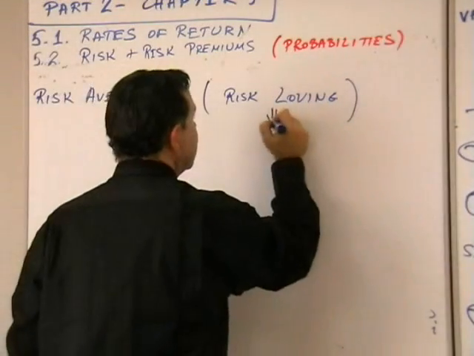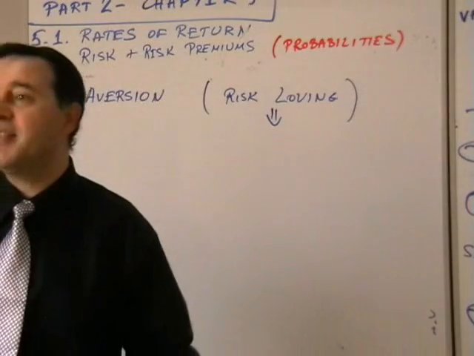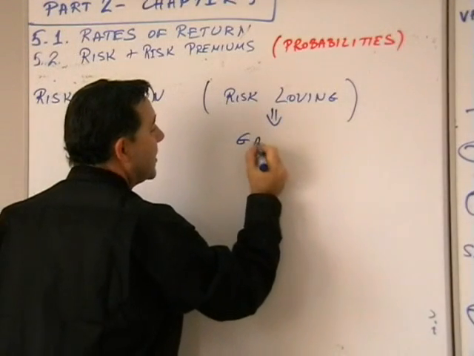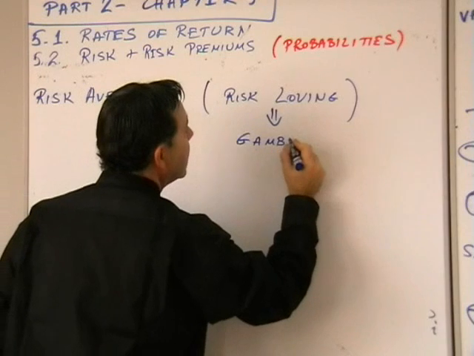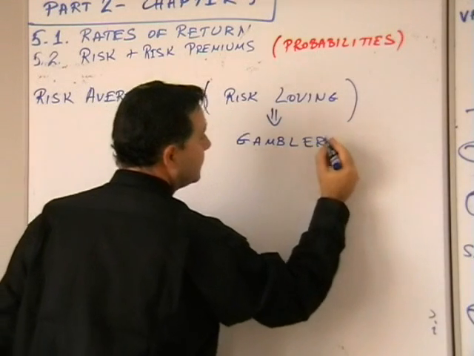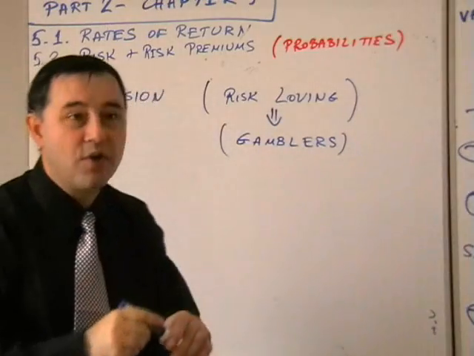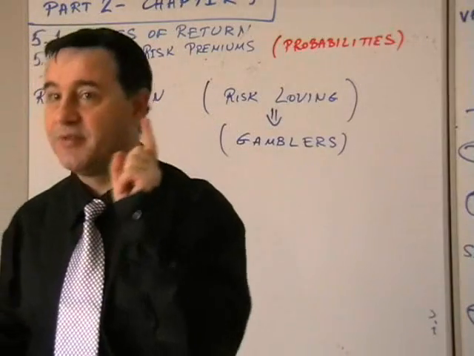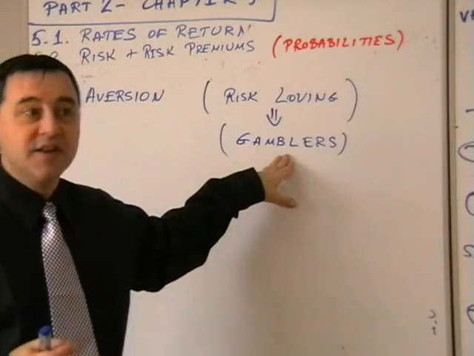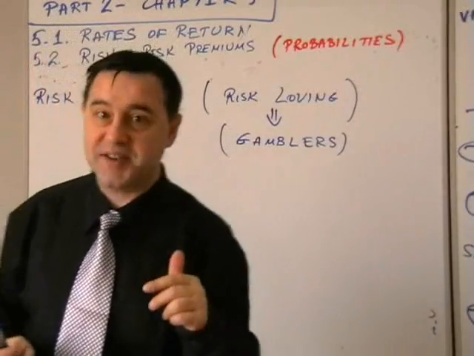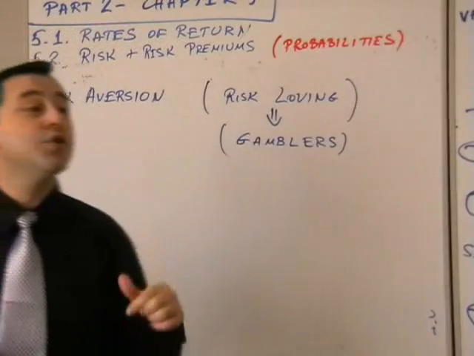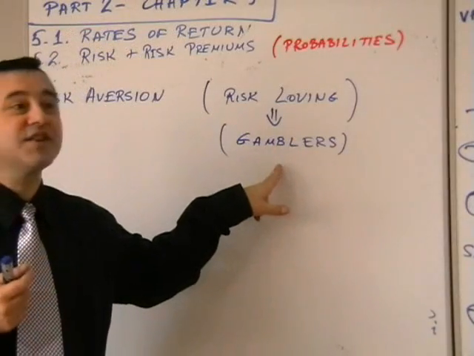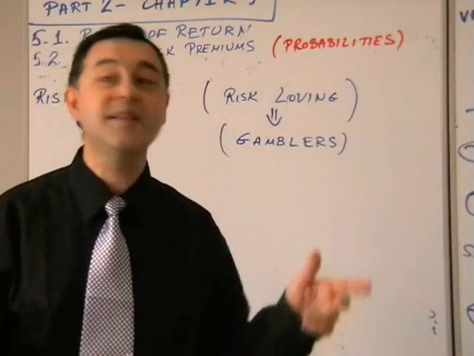Well, for these, we have a very special name. Gamblers. Those people that love to take risk, we simply call gamblers. And the process of assuming risk, again, for the sake of risk, we call gambling. So the difference between gambling and investing is that in investing, when you assume risk, you get compensated for it. And in gambling, for the assumption of risk, you do not get compensated.